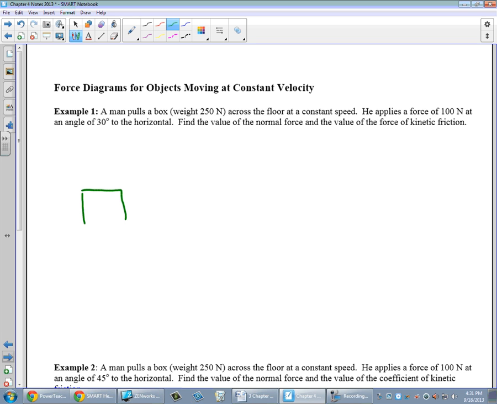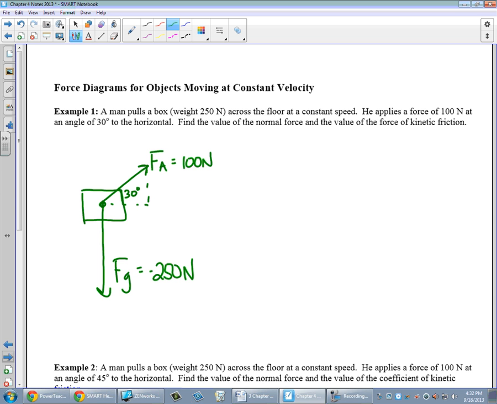So let's start with a force diagram. Here's our box. The weight of the box is 250 newtons. He applies a force of 100 newtons at an angle of 30 degrees. Now I can see right away that I'm going to need to resolve this into components. I know my 30, 60, 90 triangles, so if the hypotenuse is 100, the short leg will be 50 newtons and the long leg will be 50 times the square root of 3 newtons. So that's FAY and FAX.